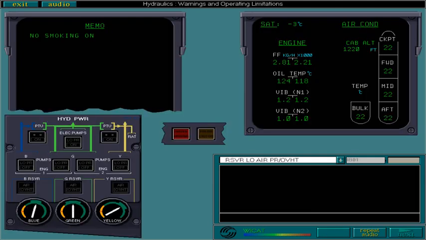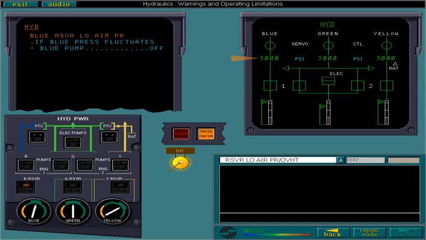We will start with a reservoir low air pressure failure. Select the forward arrow to simulate this failure. As with all warnings, read the ECAM message first. You have a blue reservoir low air pressure warning. The system ECAM has been called up so that you can monitor the pressure in the blue system.